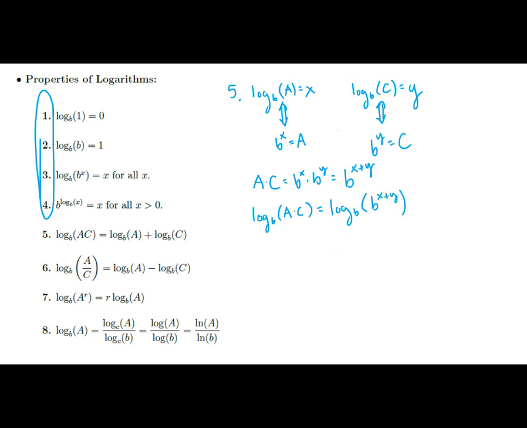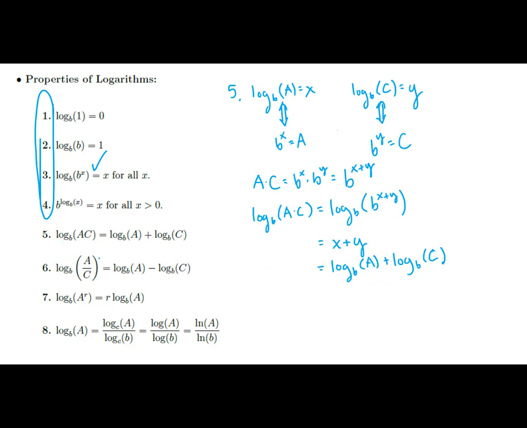But now if we go back to property number 3, which we've used before, we can see that if the bases match here, then what's left over after you take the log base b of b to the x plus y is just x plus y. And that's all you have left. But what are x and y? X and y are these individual logarithms. So this is a pretty straightforward proof of something that might be a little counterintuitive, that we can add these two logarithms and that gives us the same as the log of the product of a and c.